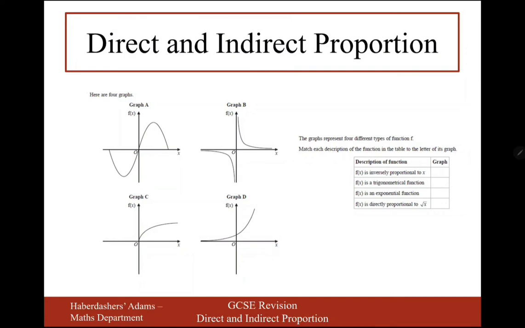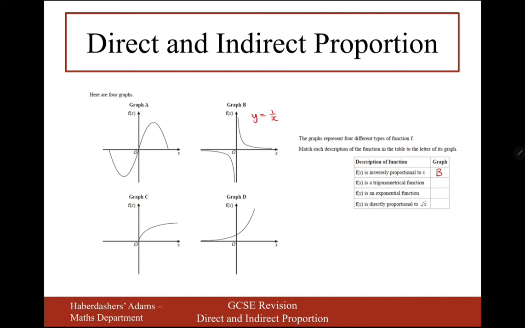Okay, so in this question here, we have a matching up the graphs sort of question. Now, you may not have seen all of these graphs before, but let me show you what the answers are. So f of x is inversely proportional to x. That would be graph B, because it looks like a 1 over x graph. This graph here looks something like y equals 1 over x, and that's an inverse proportion. f of x is a trigonometric graph. Let's come back to that later.